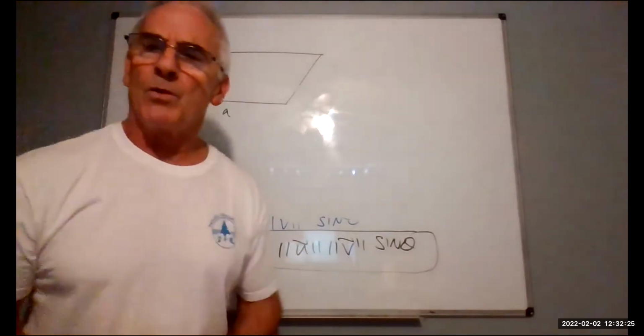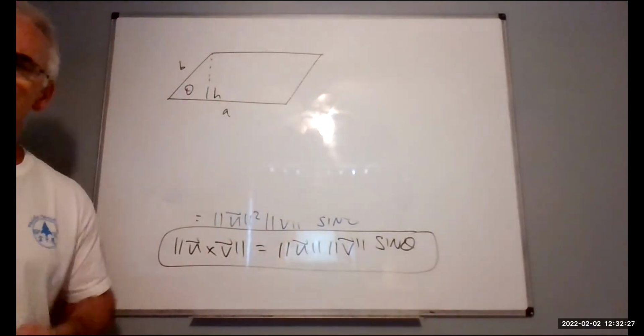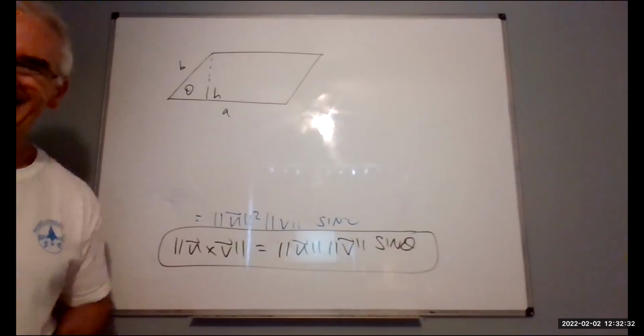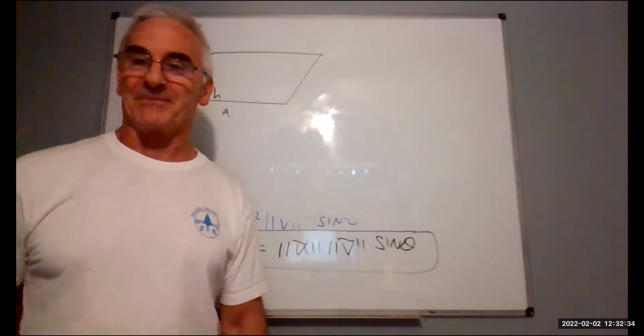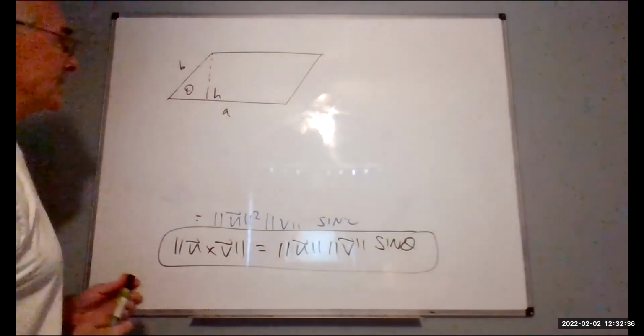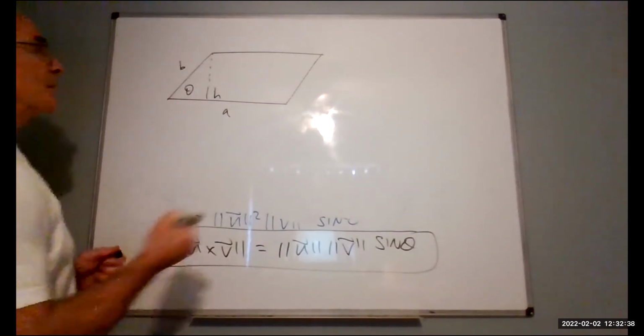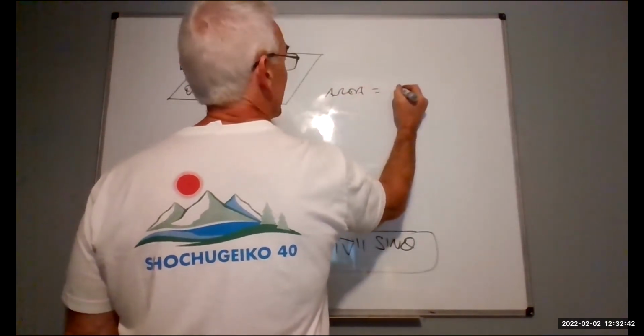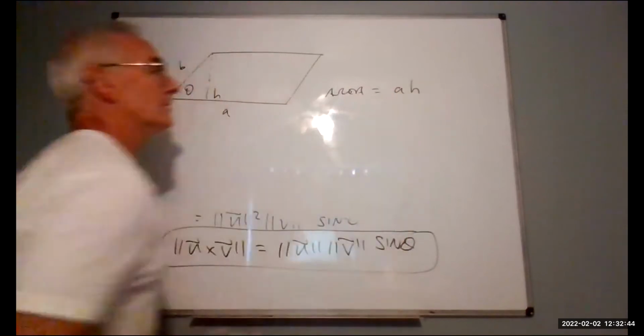Does anyone remember what the area of a parallelogram is? I'll give you a hint. It's the same formula as the area of a rectangle. It's base times height. Okay, everybody got that? It's just base times height. So the area of this parallelogram is just the base times the height.